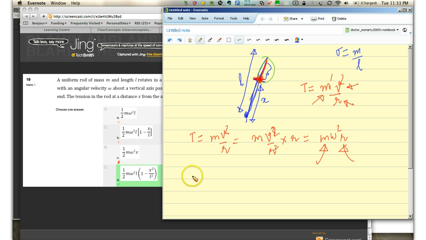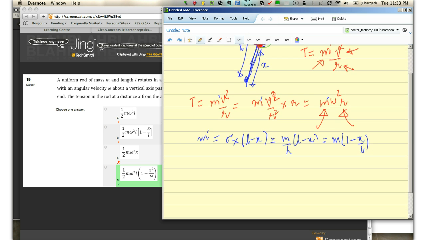Let's call this m prime, just to distinguish it from m, which is the mass of the entire rod itself. So m prime, which is the mass of the green piece, is nothing but sigma times the length, which is L minus x. That is equal to m by L into L minus x, which I can write as m times 1 minus x by L. This should be straightforward.